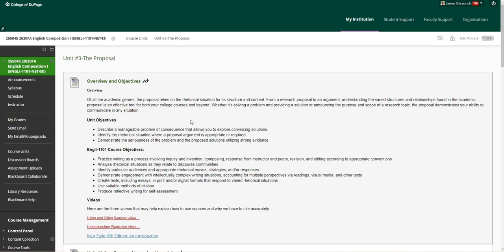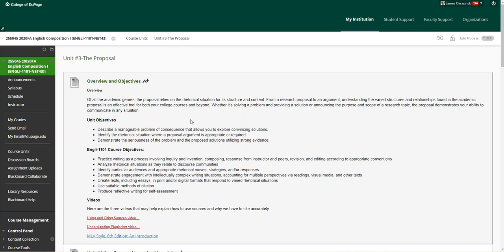In my workplace writing class here at COD, I do teach a proposal as a setup for the project that all the students have to write, their big formal report project. All right. So the objectives here are: describe a manageable problem of consequence that allows you to explore convincing solutions. Identify the rhetorical situation where the proposal argument is appropriate or required, and demonstrate the seriousness of the problem and the proposed solutions utilizing strong evidence.